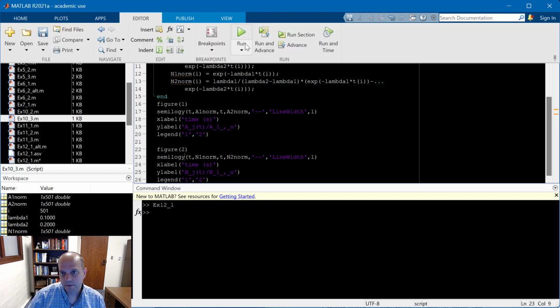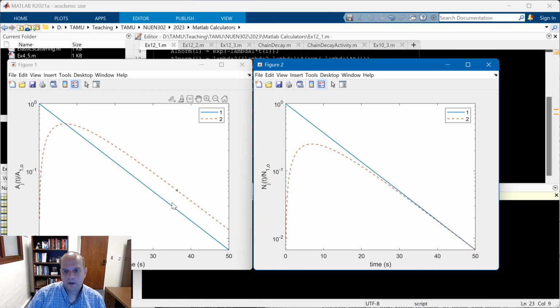And if I rerun these, you can see that for isotope number 2, that's the activity. This is the activity for isotope number 1, and they are on a log y-axis plot. These two are parallel, and they're offset by a value of lambda 2 over lambda 2 minus lambda 1, just as we saw.